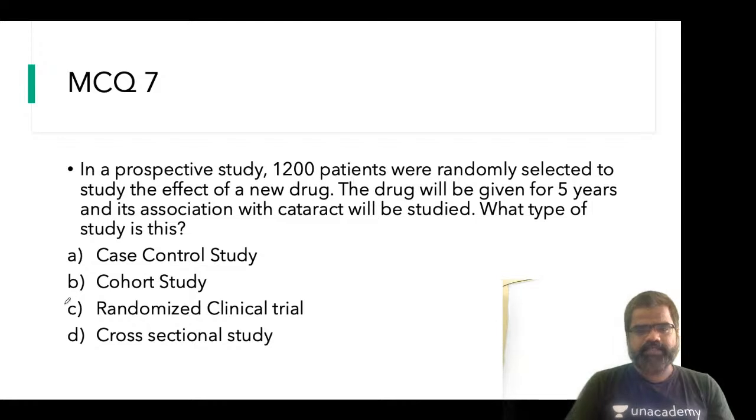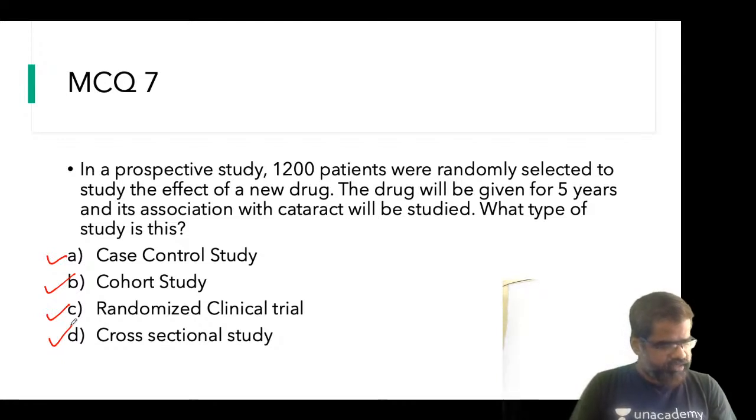Let's take the next one. In a prospective study, 1200 patients were randomly selected to study the effect of a new drug. The drug will be given for 5 years and its association with cataract will be studied. What type of study is this? Is it case control? Is it cohort? Is it RCT? Is it cross-sectional?